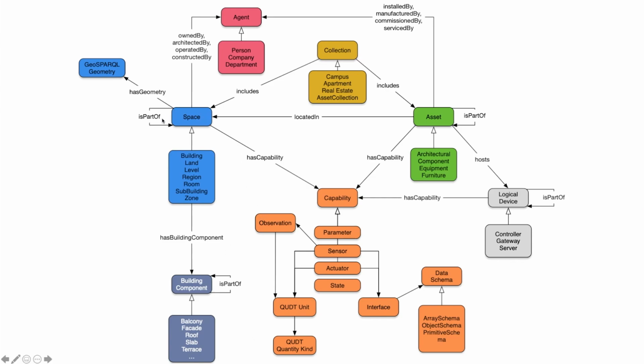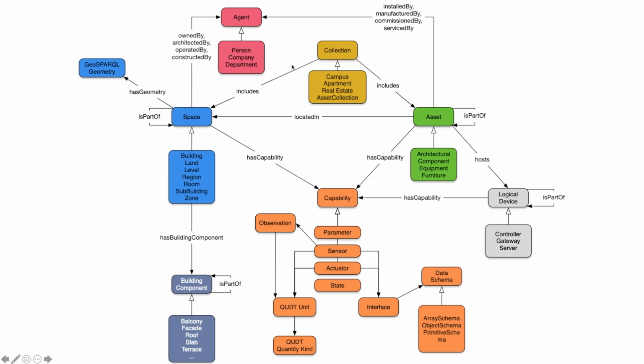So on the left-hand side, we have spaces and the building components. And this essentially covers the spatial topology and structure of the physical building. So we have things like building and land and levels within the building and rooms and sub-buildings and zones, which are all types of spaces. And spaces can be part of other spaces. So you can nest these things like Russian dolls, if you will. And spaces can be associated with building components. That's the physical structure that make up the building, like facades or balconies or slabs or roofs or what have you. And spaces can have geometry assigned to them using the GeoSPARQL geometry vocabulary. So that's how we describe the building's spatial structure.